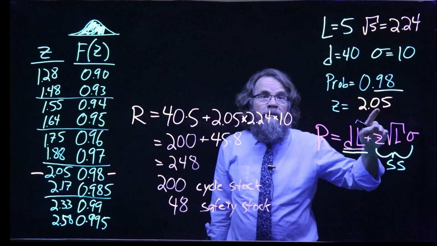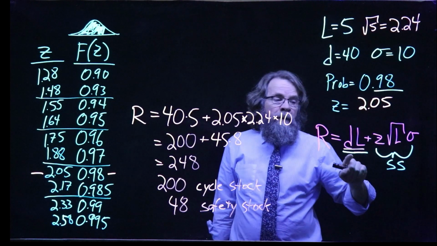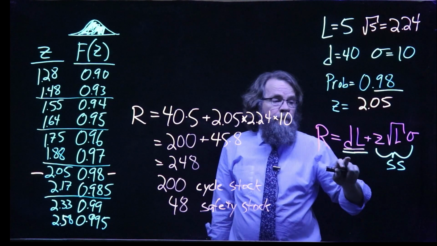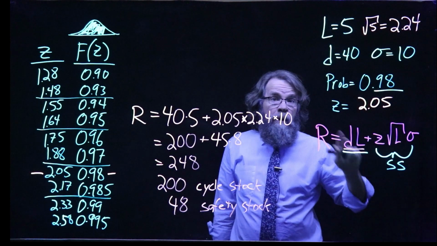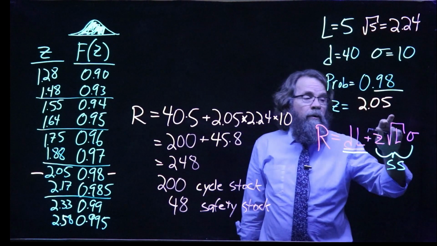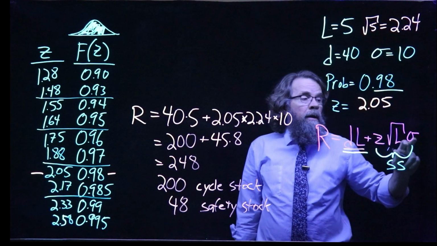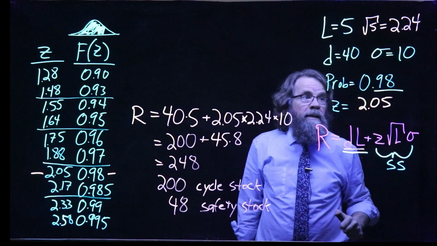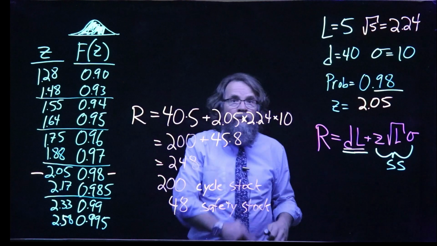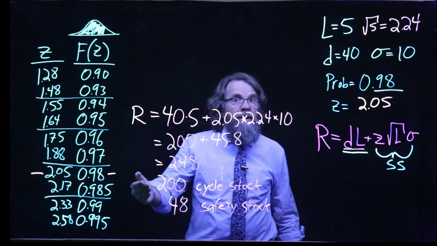So we use 2.05 as our z value, and the reorder point is the demand per day times the lead time, DL, plus z of 2.05 times the square root of the lead time, so the square root of 5, multiplied by the standard deviation per day, 10, and that gave us 248, of which 200 is cycle stock and 48 is safety stock.